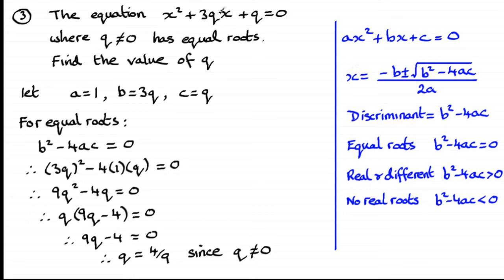So I've looked at our equation here. We've got a is 1, b is 3q, c is q, and for equal roots, we've got b squared minus 4ac should equal 0. So I've just substituted those values in, got a quadratic equation in q, which I factorized. Q would be equal to 0 if that factor, well, that is a factor, so q could equal 0, but we're told that q doesn't equal 0, so we've got to ignore that. That means this other factor, 9q minus 4, has got to equal 0, leading to q being 4/9.